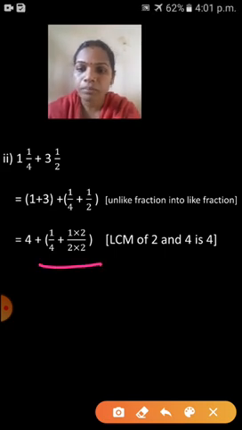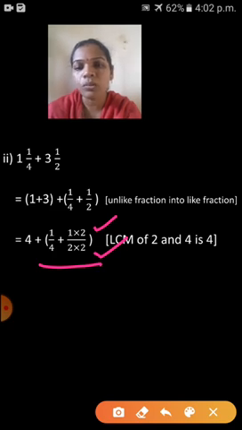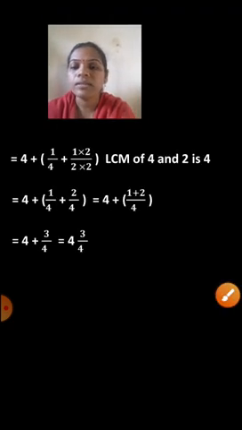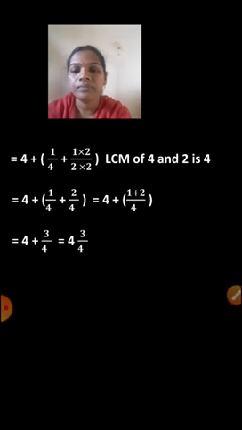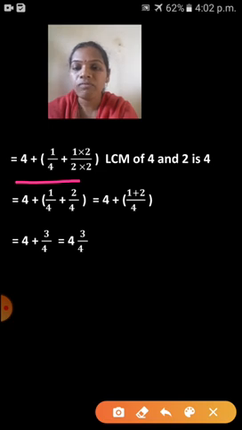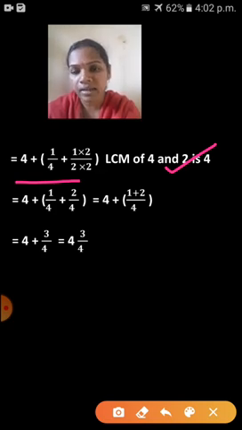So 1 upon 4 plus 1 upon 2. Here the numerator is also multiplied with 2 and the denominator is 2 into 2. Then only we can get 4 as the denominator. Children, see: 4 plus 1 upon 4 plus 1 into 2 upon 2 into 2. I already taught this in the last slide, isn't it?